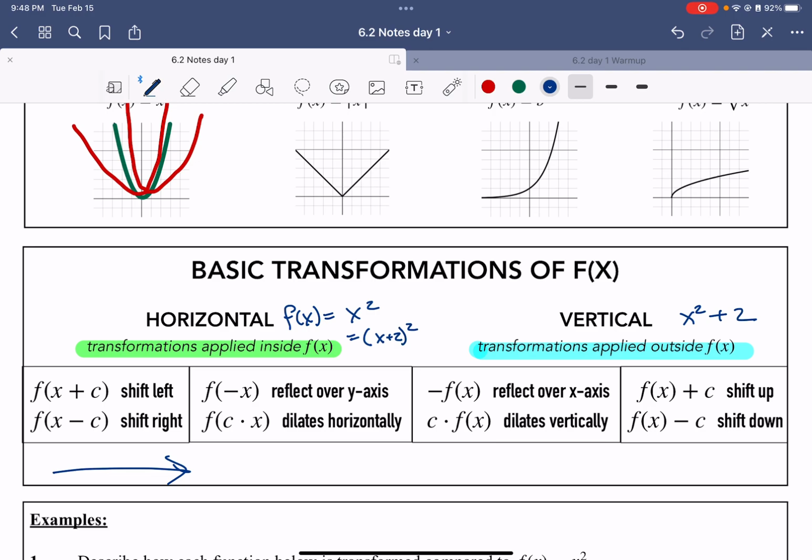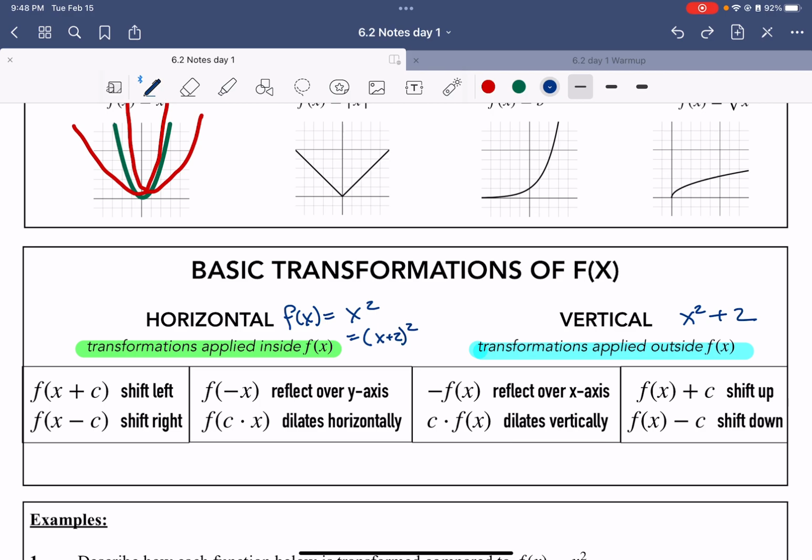You do your shifts first that are inside your parentheses, then you deal with what's being multiplied inside your parentheses, then you're going to go outside your parentheses and do what's being multiplied, and then you're going to go outside your parentheses and deal with what's being added or subtracted. If that's confusing, don't worry about it too much. It's not really going to come up too much, but I want you to be aware of the correct order.